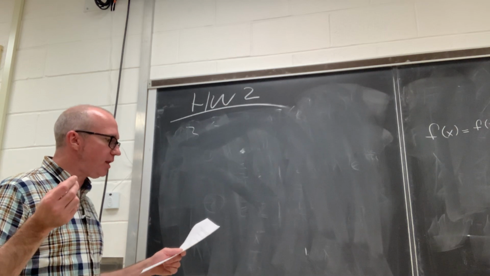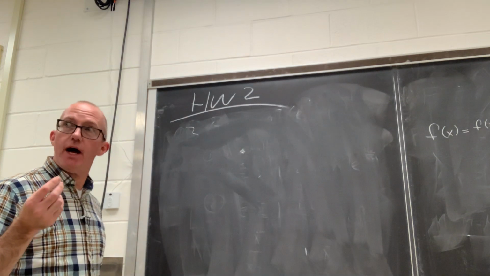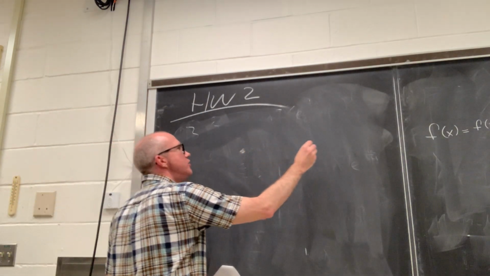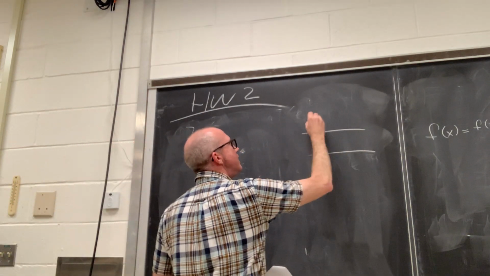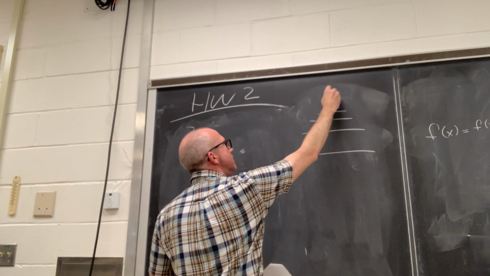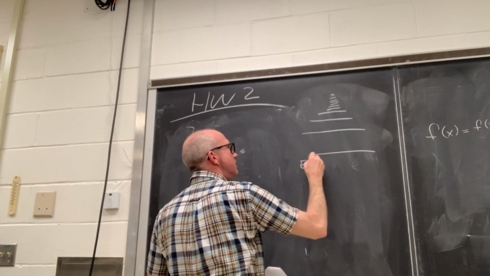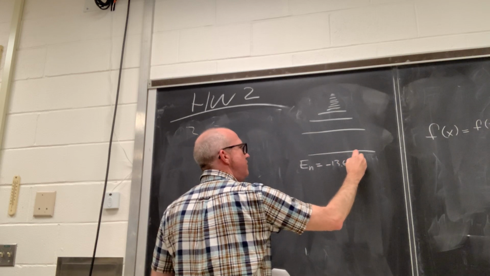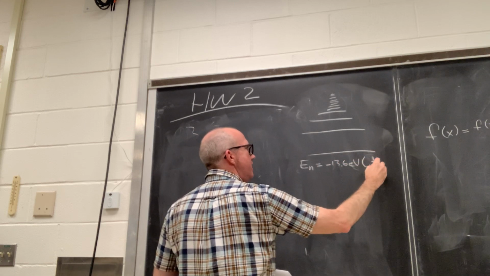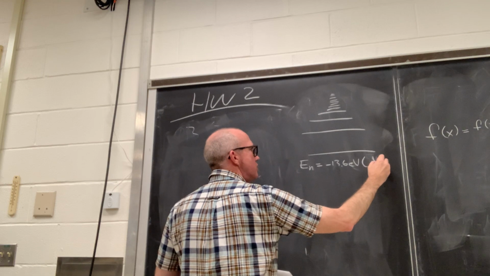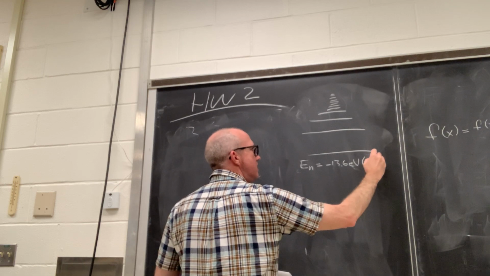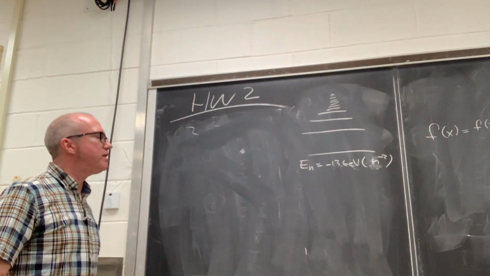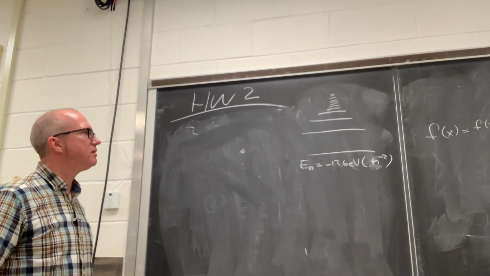Okay, compute the Lyman alpha transition in neutral hydrogen. So here we've got neutral hydrogen. Neutral hydrogen has this level structure. E_n equals minus 13.6 eV times n to the minus 2. So this is the energy level of the nth level.